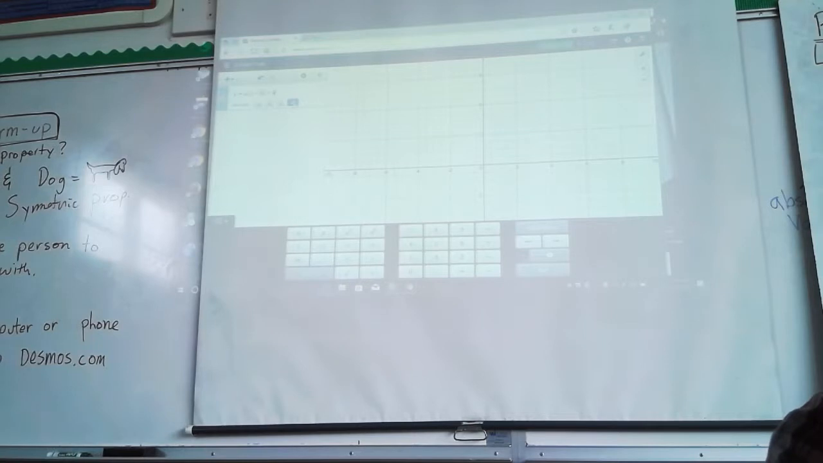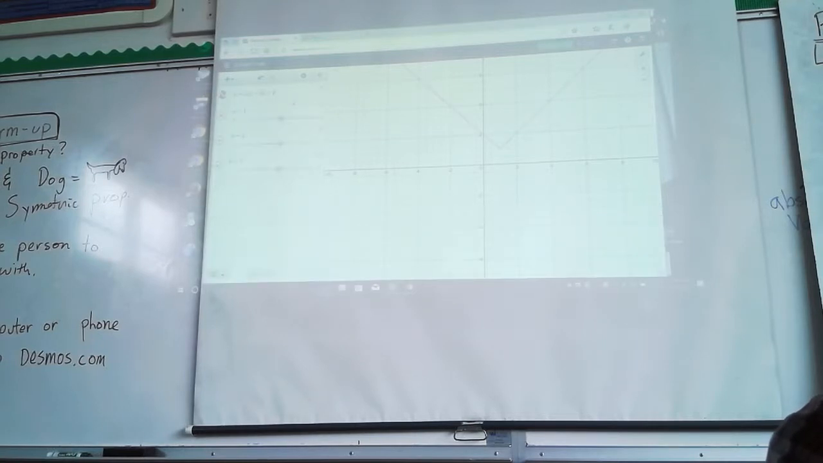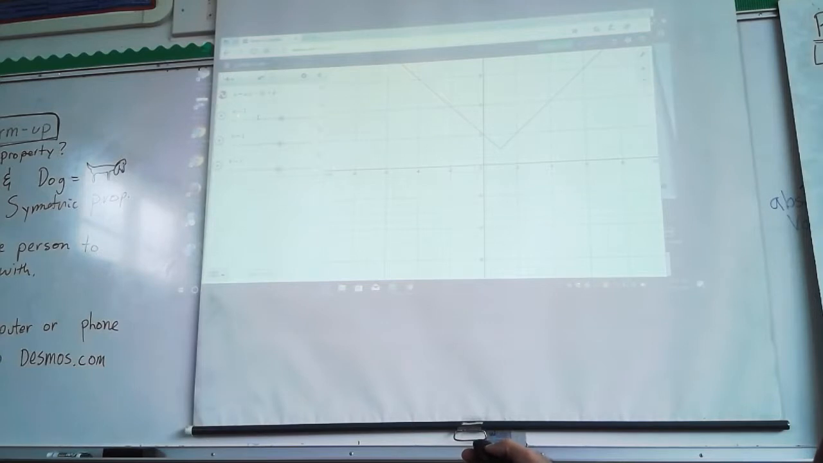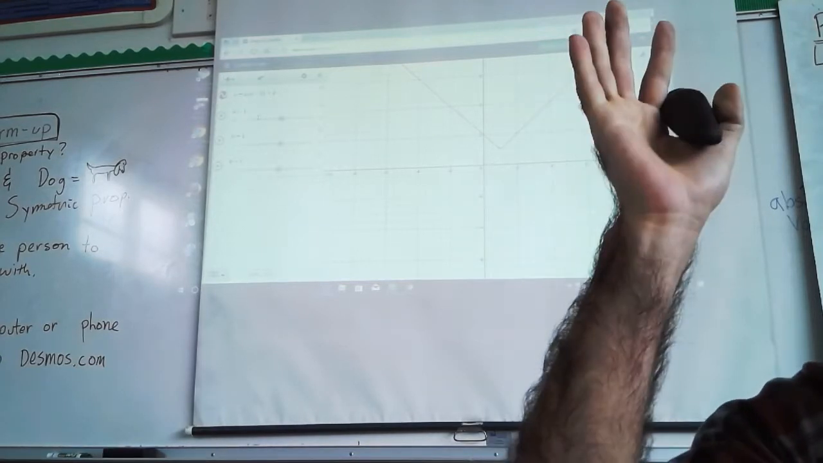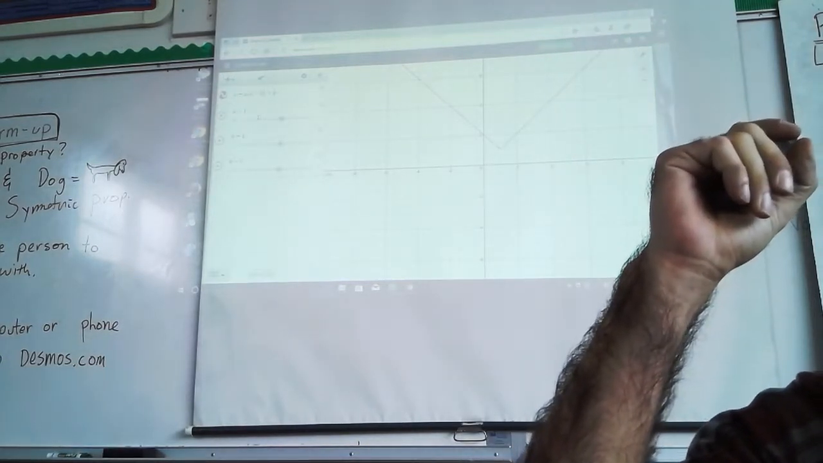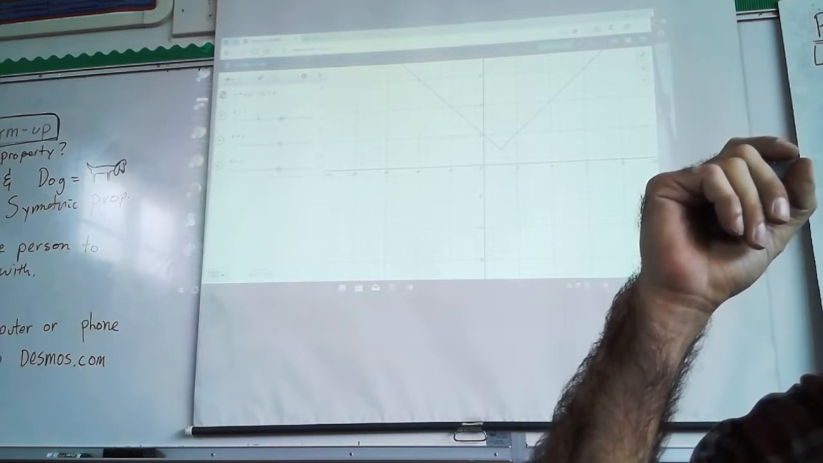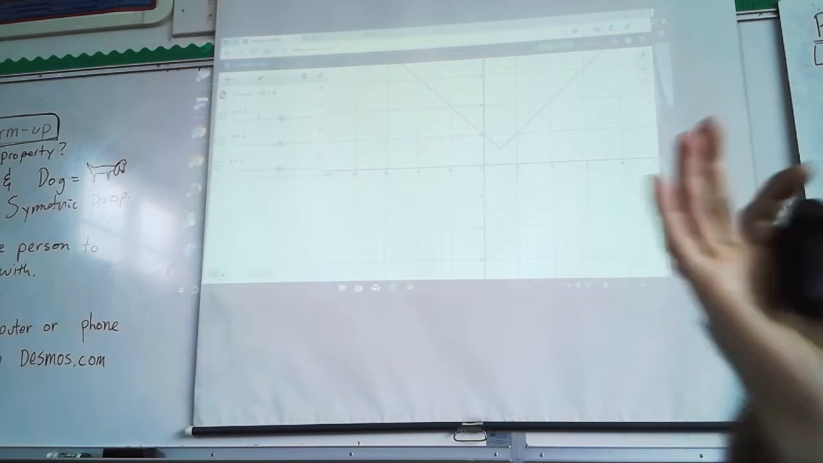I'm going to add all, and now we have all these sliders. So watch this. We learned this already. Our a value with absolute value, right? When do we have a bad robot with absolute value? A is negative. Good robot when a is positive.